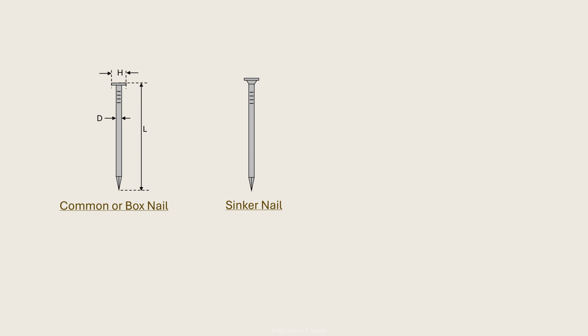Common nails, box nails, and sinker nails are identified by what is known as penny weight designation. The penny designation, which is denoted by the letter D that is used to identify nails in wood construction, is an old measurement system that originally indicated the price per 100 nails in England. Over time, it evolved to represent the length of the nail rather than the cost.